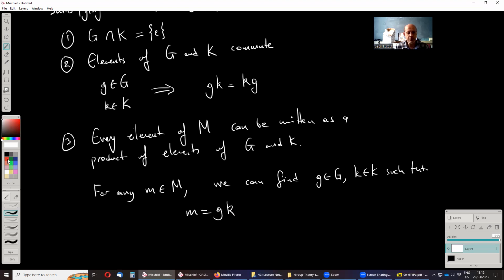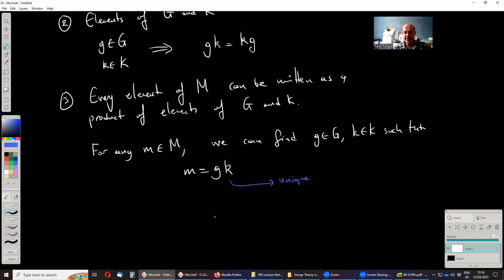In such a situation, that product is unique, actually. I mean, for that element in the group, the elements G and K that we are going to find in the groups G and K have only a single solution. It's something that we can show. If that's the case, you can show that M is essentially isomorphic to the product of these two groups. In a way, this is essentially more or less the product of two groups.